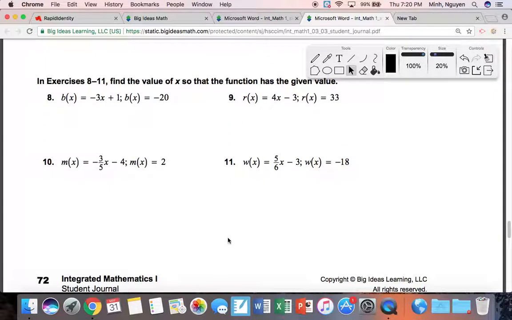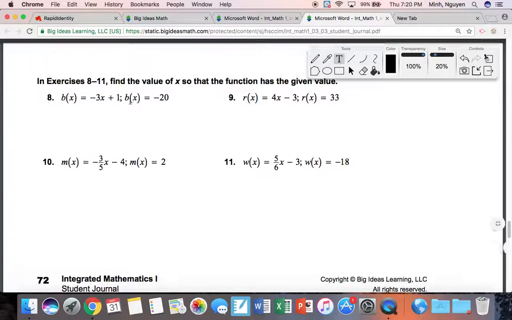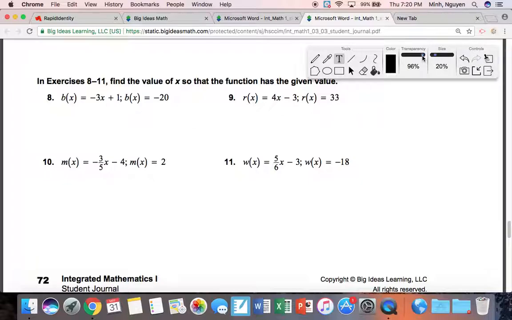Find the value of x. So this again, this actually just goes back to chapter 1 in solving for x. It tells you that b of x is equal to negative 20, and if it's equal to something else, that means you can substitute it. So here, instead of b of x, I'm going to say negative 20 equals negative 3x plus 1. And then you do your inverse operations and you solve for it.